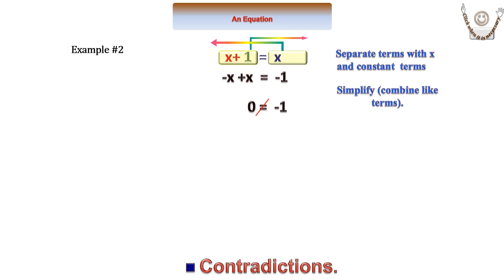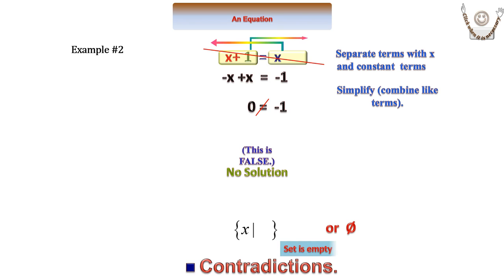This is false. This is why we have to say this equation does not have a solution, because it's a contradiction, because it contradicts the real situation. And we have to show a circle and slash line saying that this equation does not have solutions.